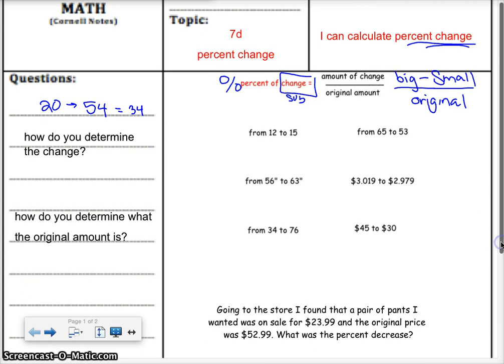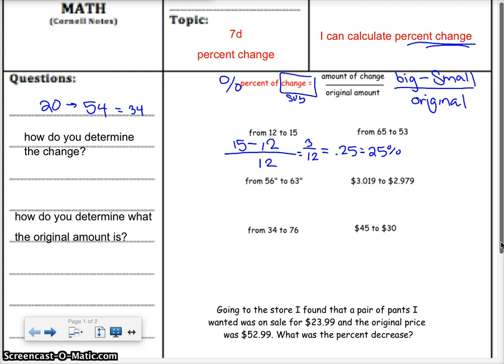Okay, so the first one, I want to know what's my percent change from 12 to 15. So I'm going to do big number, 15, minus my small number, 12, divided by the original. Where did I start? 12. So I'm going to just go, 15 minus 12 is 3 over 12, which is .25. And we want to turn it to a percent. So top divided by bottom is 0.25, which is 25%.